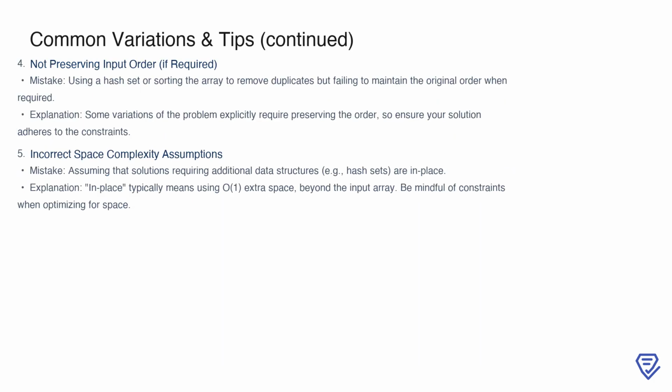Another mistake to avoid is failing to preserve the input order when it's required. If you use a hash set or sort the array to remove duplicates, the original order might be lost, which could violate the problem's constraints. Always check whether maintaining the order is a requirement. Additionally, be cautious about space complexity assumptions. Some solutions, like using hash sets, might seem efficient but aren't truly in place since they require extra memory. Remember, in place typically means O(1) space beyond the input array. Pay close attention to these constraints when working on space-optimized solutions.